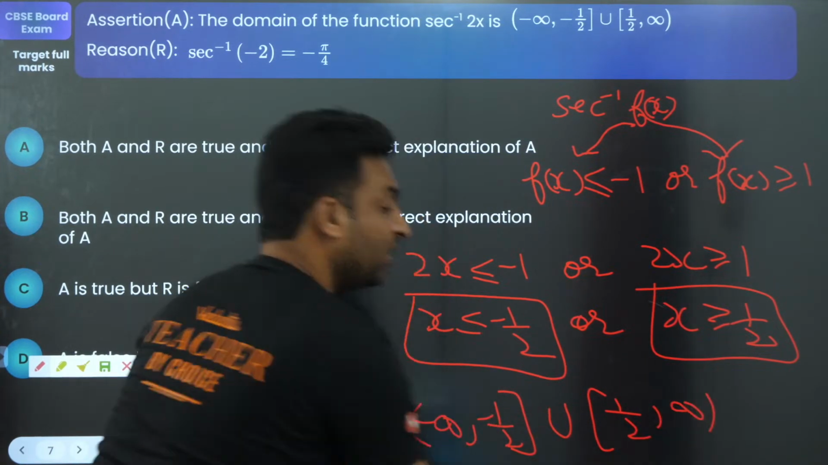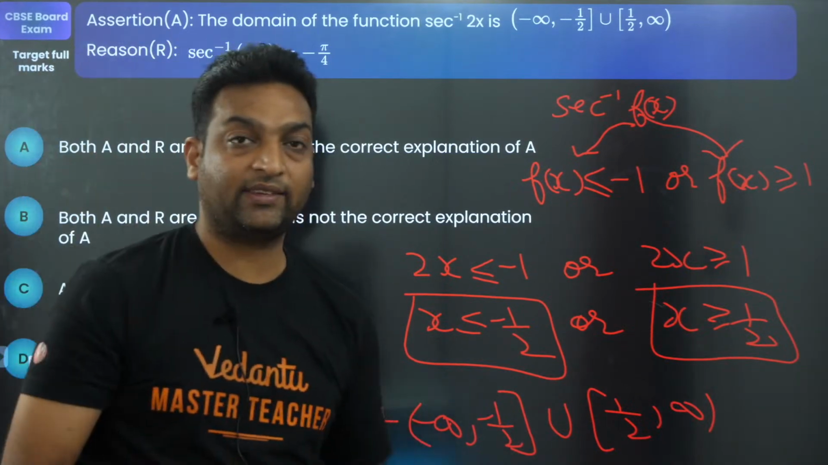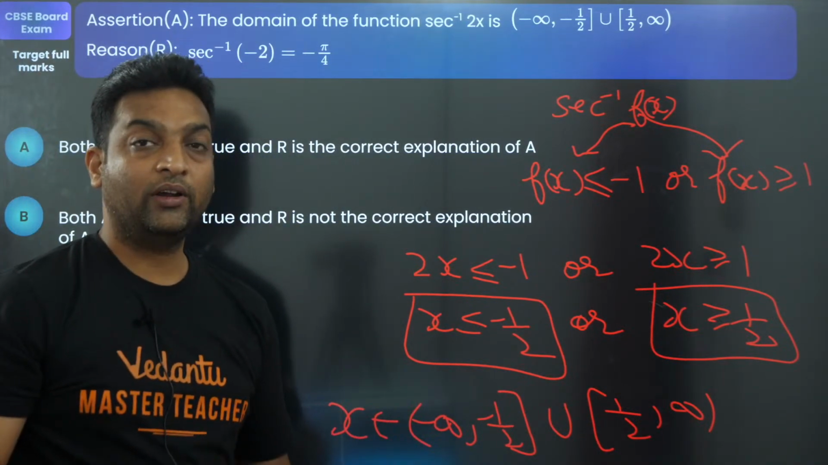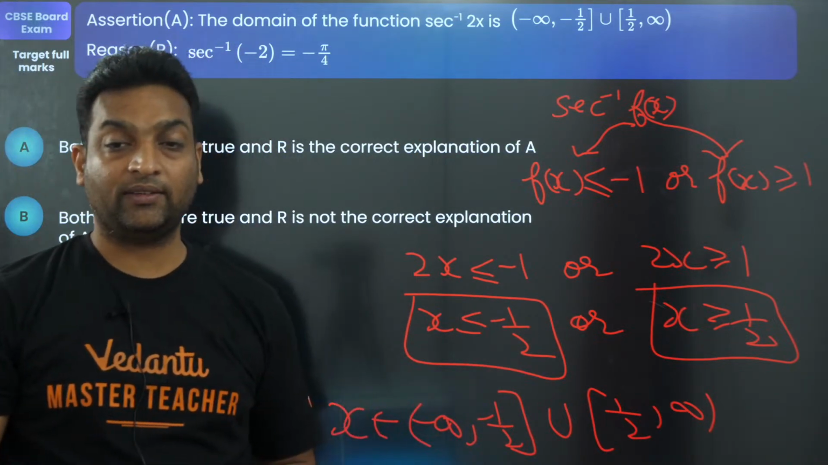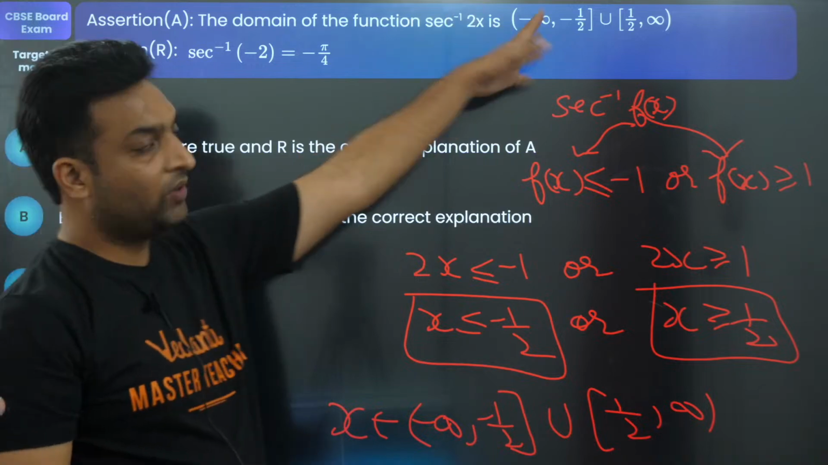Come on, yes sir, give me a loud yes. Understood? Domain of secant inverse 2x. Easy, just 1 mark question it is. Let's not waste more time.